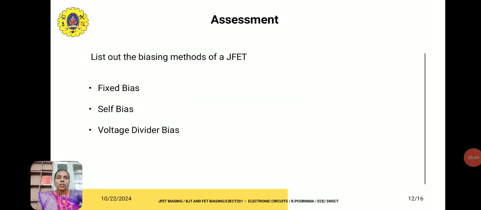See the assessment: list out the biasing methods for JFET. What we discussed in the biasing methods are fixed bias, self bias and voltage divider bias, in which the voltage divider bias provides better stability.